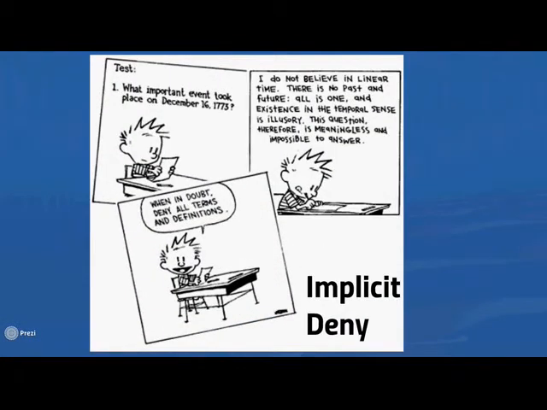Implicit deny. Implicit deny in access control means that if a condition is not explicitly met, then the request for access is denied. Implicit means it doesn't have to be stated, it's just automatically denied if the conditions are not met.